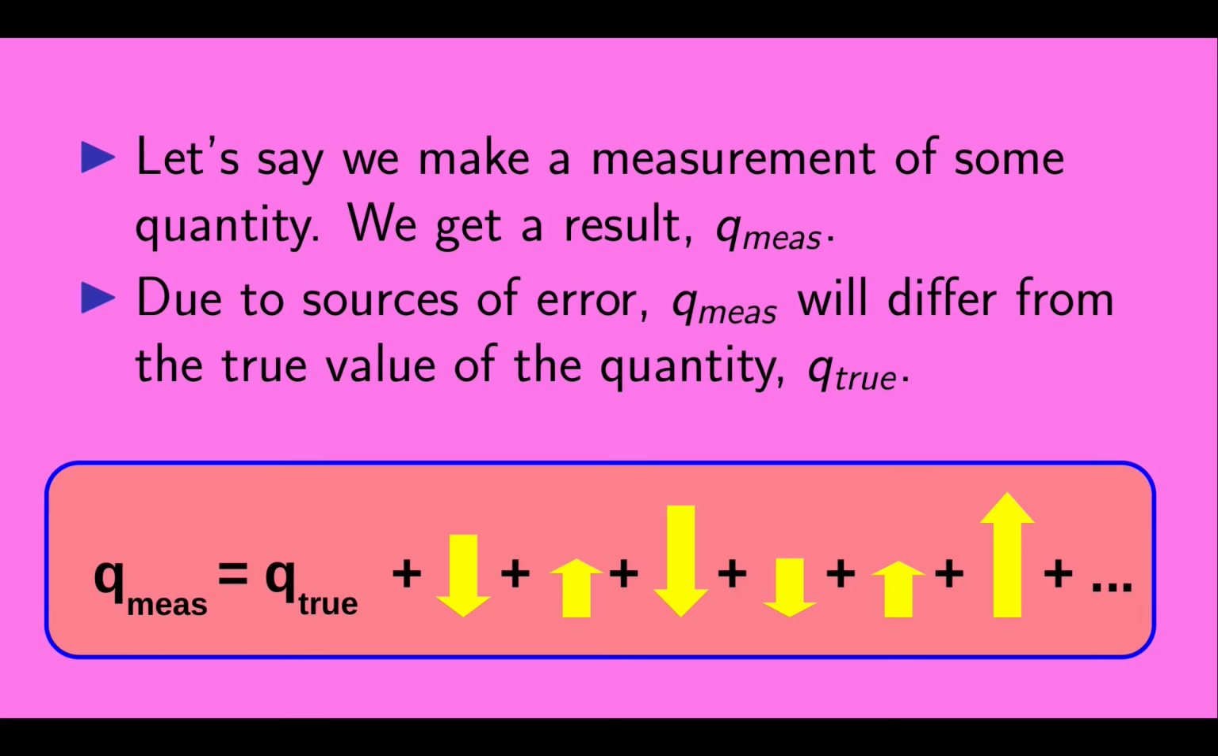Let's say we make a measurement of some quantity. We get a result which we call Q measured. Due to various sources of error, Q measured will differ from the quantity's true value, which we call Q true. Here we are representing the various sources of error by little yellow arrows.